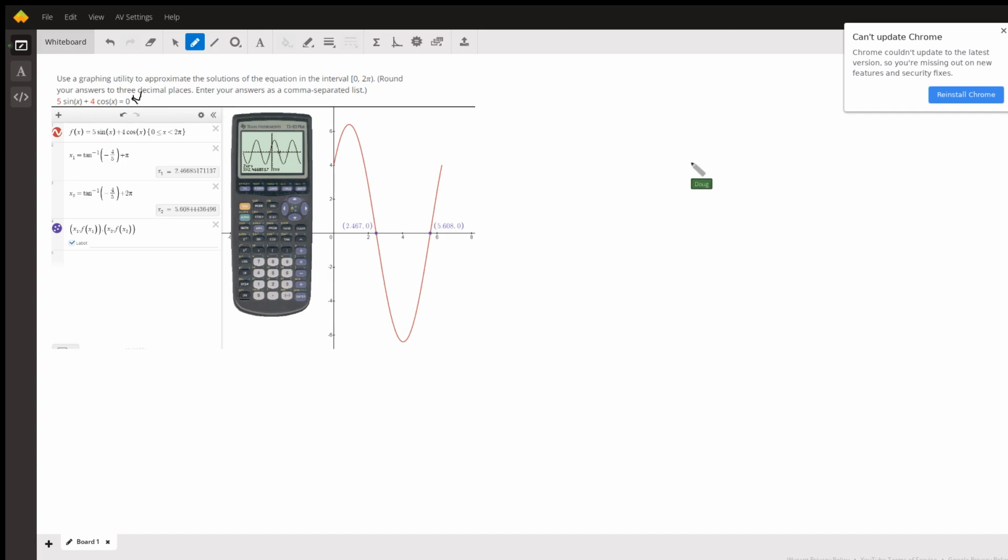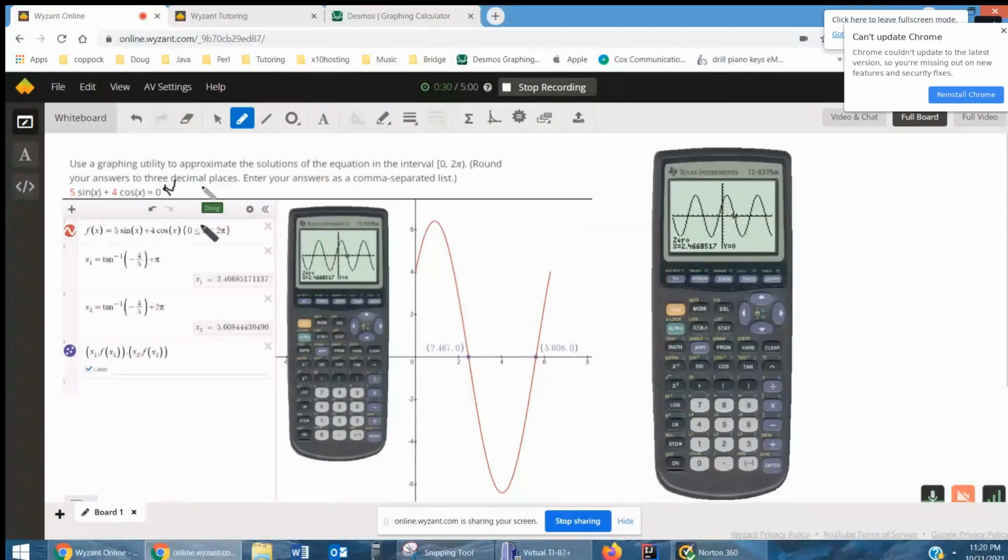Let me share my screen here. I've shown you in this picture how Desmos was used. I just graphed this function and restricted the domain from 0 to 2 pi. Then I clicked on these points across the x-axis, and those are the x values that set this function equal to 0.